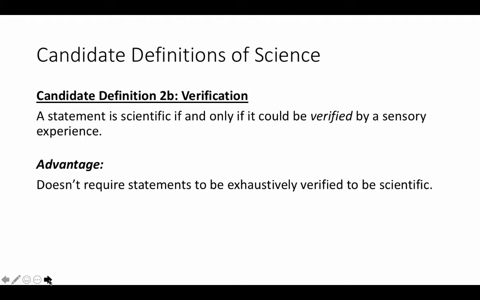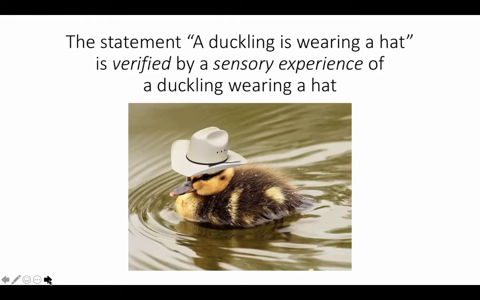This is version 2B. A statement is scientific if and only if it could be verified by a sensory experience. So we've dropped that word exhaustively, and now we just have verified. So this revised definition has a very obvious advantage. It doesn't require statements to be exhaustively verified to be scientific. So this is already an improvement. 2B is better than 2A. So take the statement, a duckling is wearing a hat. This would be verified by a sensory experience of a duckling wearing a hat.